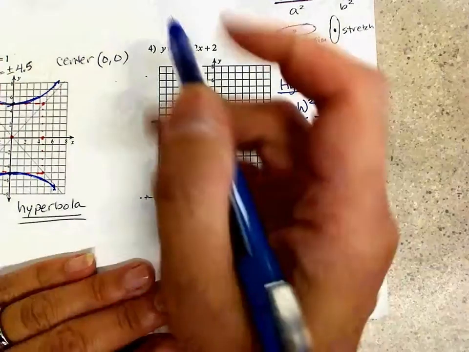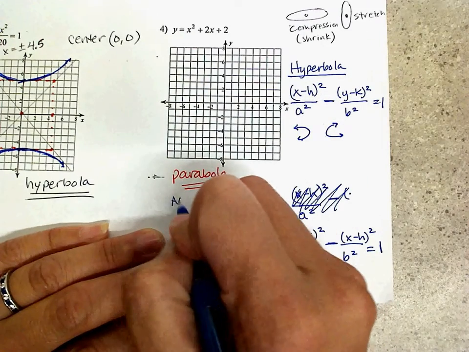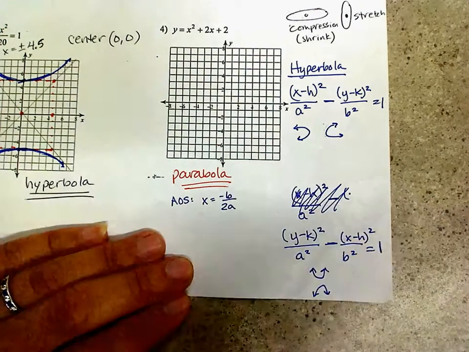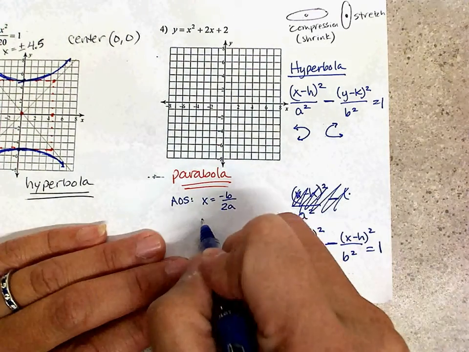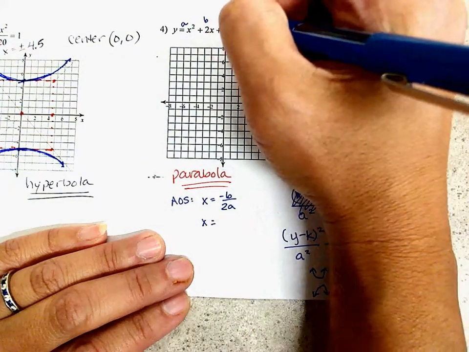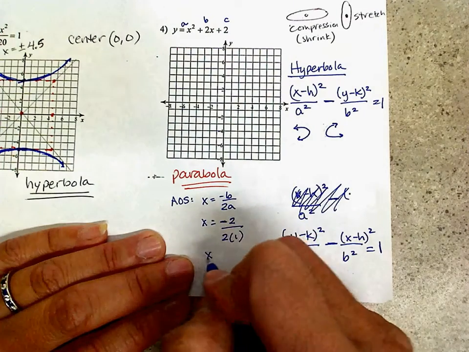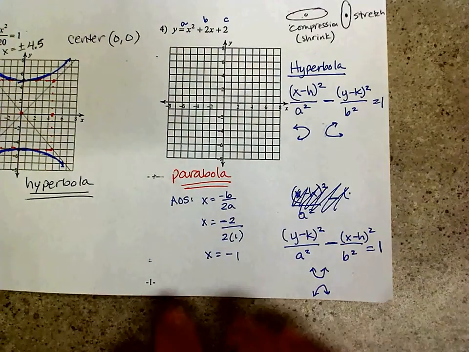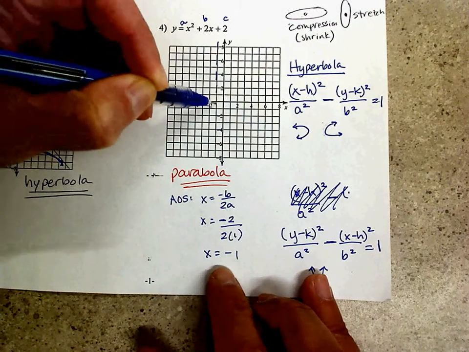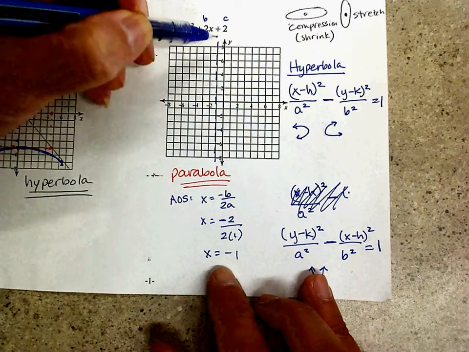You guys remember how to find your axis of symmetry? It's x equals negative b over 2a, okay? So x is equal to negative b. This is your a, b, and c. So negative 2 over 2 times 1. So x comes out to be negative 1. Draw your asymptote. I'm sorry. Draw your axis of symmetry. I just corrected myself. My apologies.